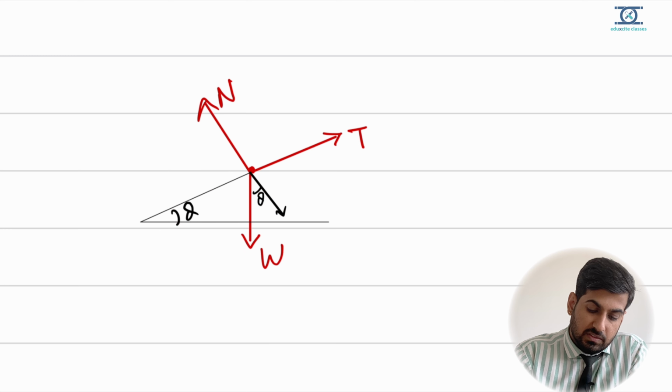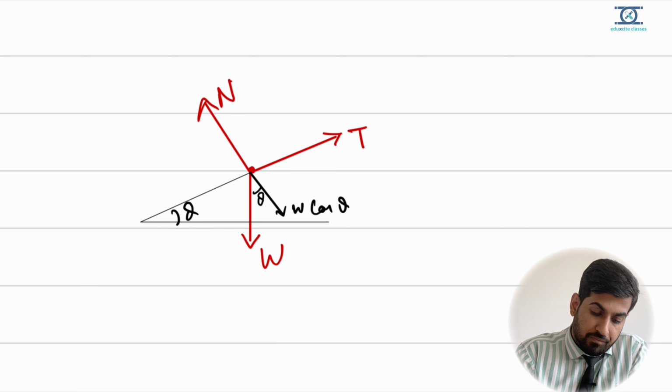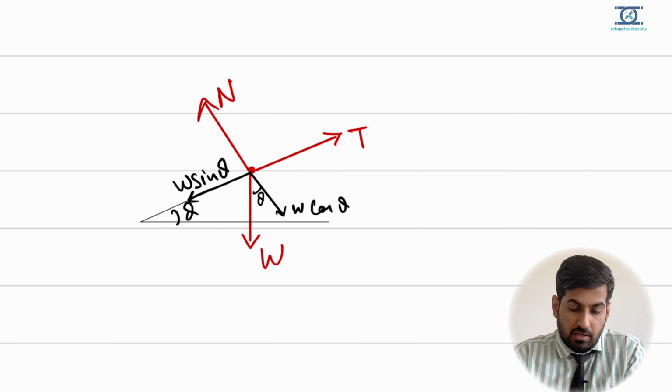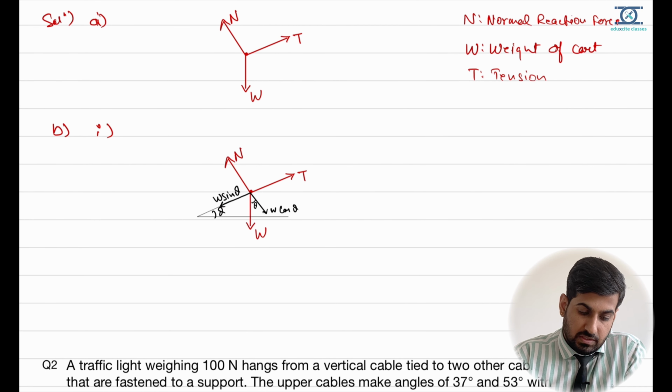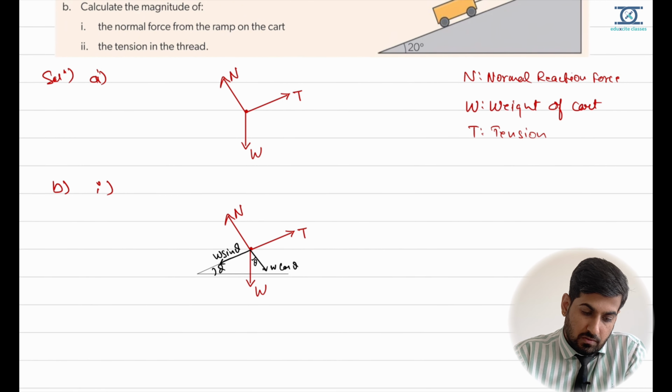Okay, now if this is W, this is theta, so the component along the theta will be W cos theta, and along the slope it will be W sin theta, right? Now if you got this, then you can easily solve for the normal force.